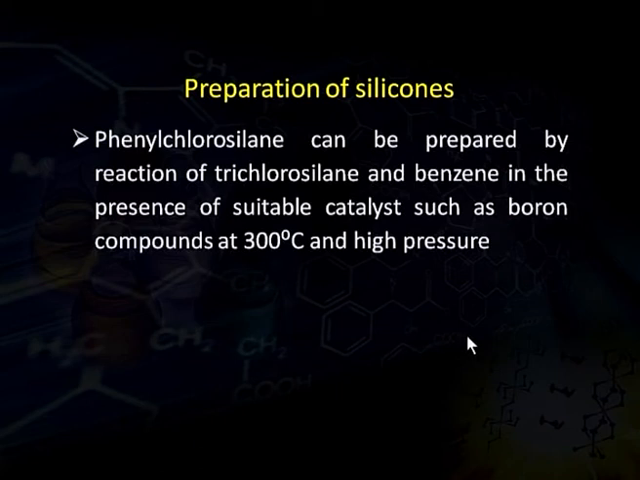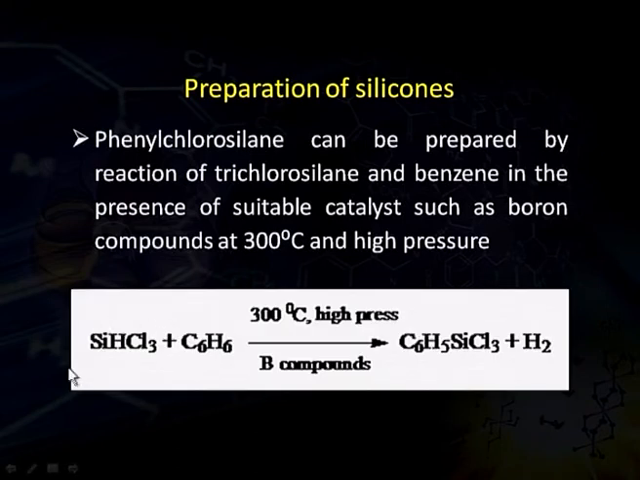Phenylchlorosilane can be prepared by reaction of trichlorosilane and benzene in the presence of a suitable catalyst such as boron compounds at 300 degrees Celsius and high pressure. Here we have trichlorosilane which reacts with benzene at high temperature and high pressure in presence of boron compound to form trichlorophenylsilane.